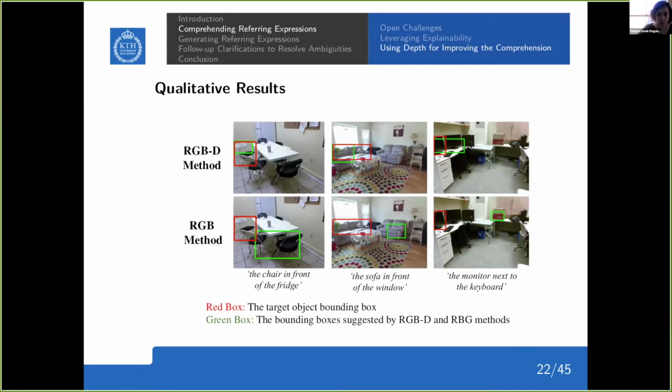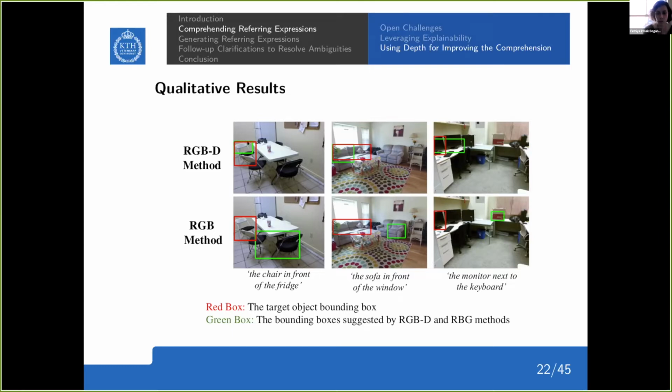And let's move on to our qualitative results. We have shown that, again, in here, the red bounding boxes are the target object bounding boxes, and the green bounding boxes in here are the boxes suggested, the first candidates suggested by the RGBD method with depth features, and the ones in the second row are the ones without depth features from the RGB method.